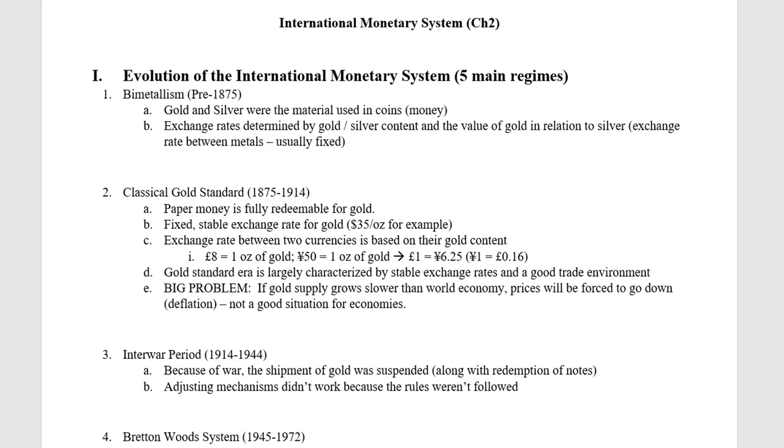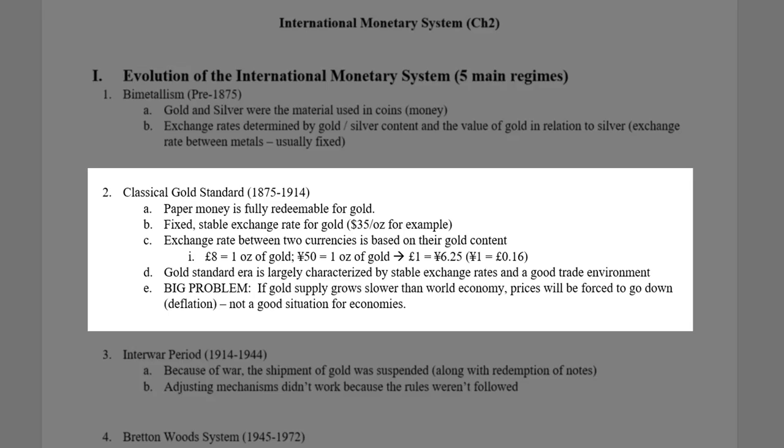So next is the classical gold standard, which went from about 1875 to the First World War. This is where paper money is fully redeemable for gold. This is an important part of a classical gold standard: you can exchange money at the central bank to get gold. It's typically going to be a fixed, stable exchange rate for gold. For example, $35 an ounce was common back then in the U.S.